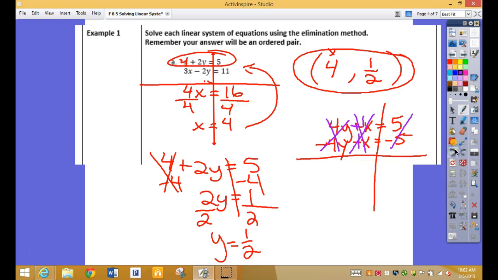Now what if this was a 6? So over here, these all cancel out, and I have what over here? What's 6 minus 5? So what's over here? What would that one be? That would be no solution. Those lines would be parallel. Okay.